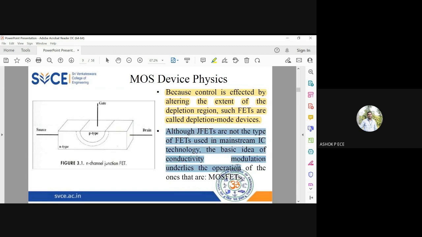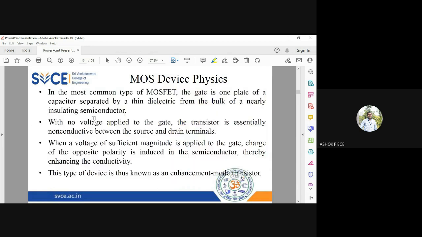So the moment you say MOSFET, what comes to your mind is conductivity modulation. I'm going to vary the conductivity of the channel by the applied voltage. Simple terms. Remember, what is a MOSFET? I'm going to achieve conductivity modulation in a MOSFET.